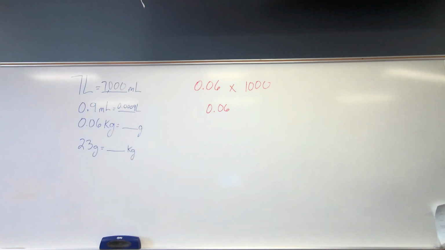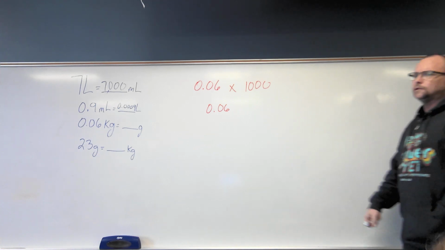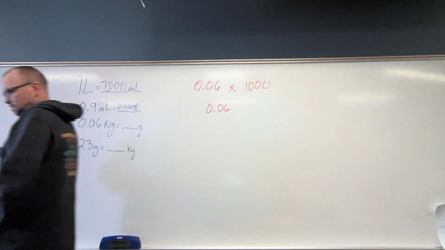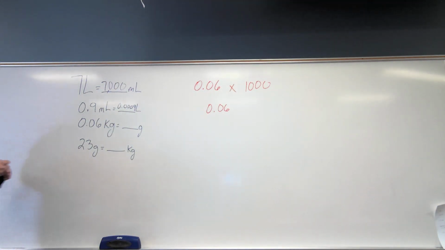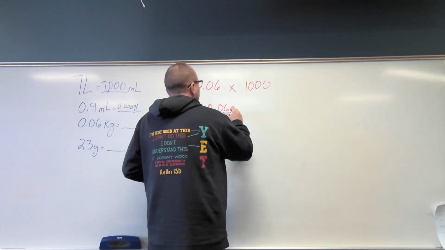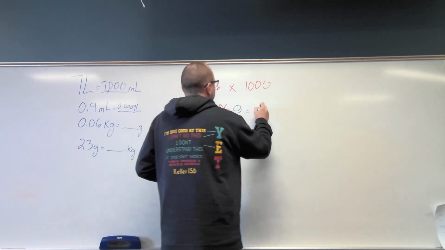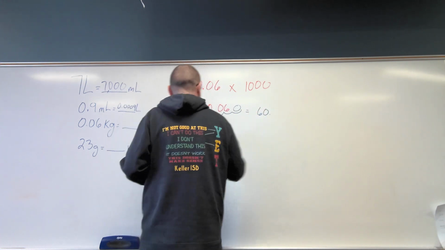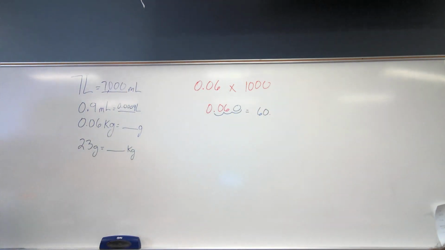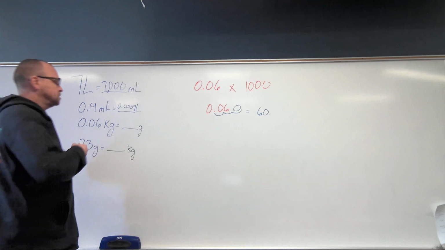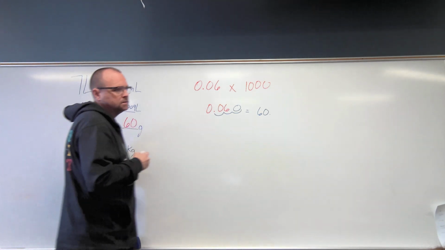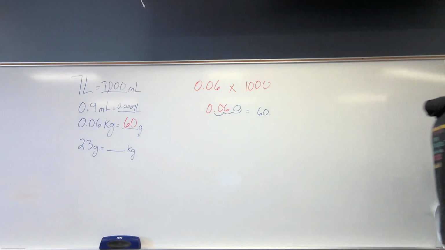And since I'm multiplying by 1,000, I need to make that number 1,000 times bigger, which means I need to move it to the which direction? Right. How many times? 3 times. 1, 2, 3. So I would probably just put 60. I wouldn't put 0060 point. I would just put the number 60.